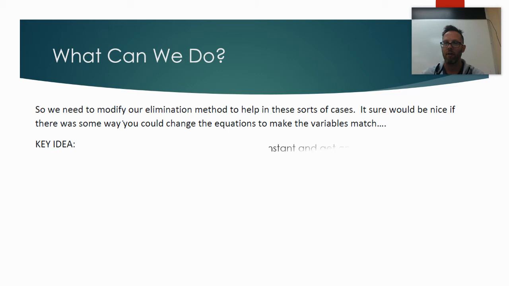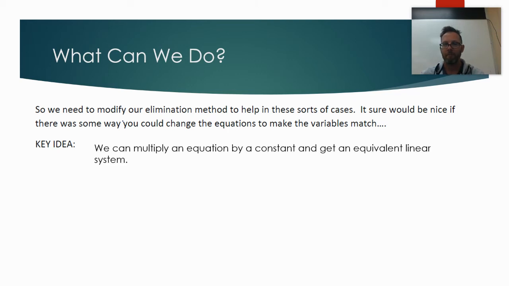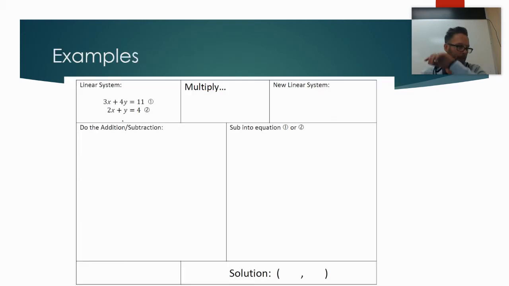So what we can do is multiply an equation by a constant and get an equivalent linear system that maybe we could solve using elimination. So let's see what I mean by that.